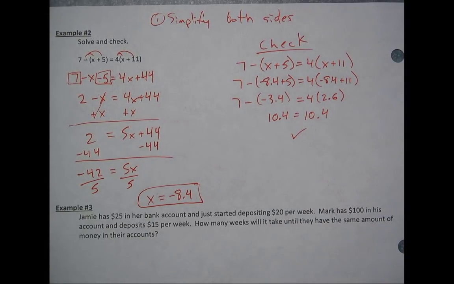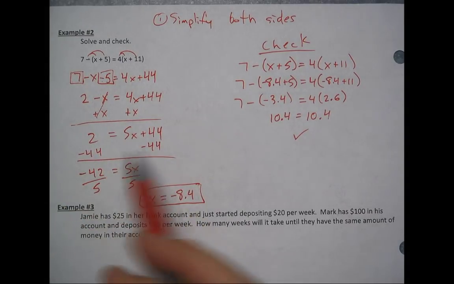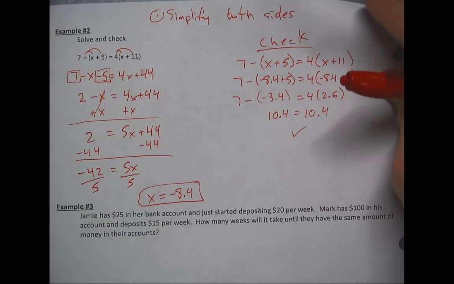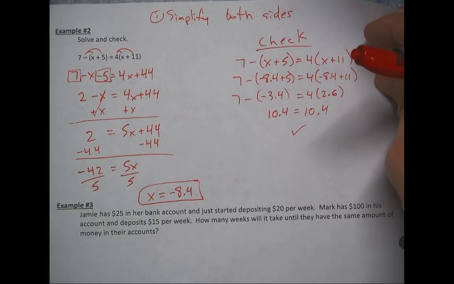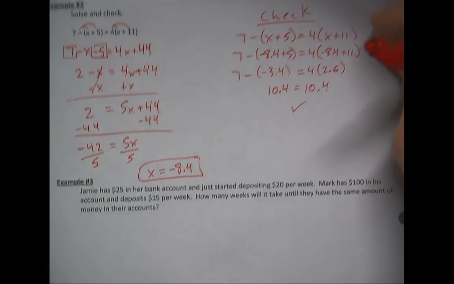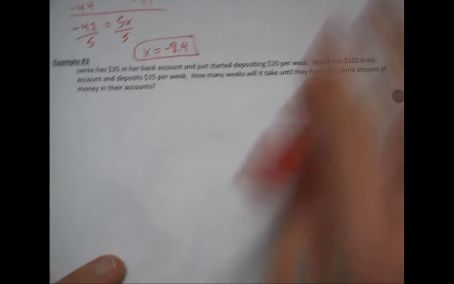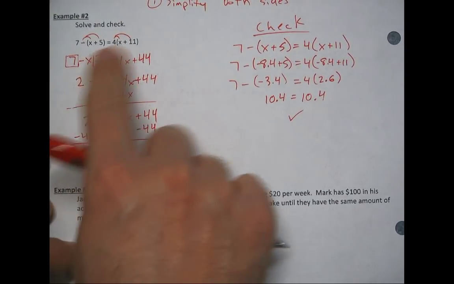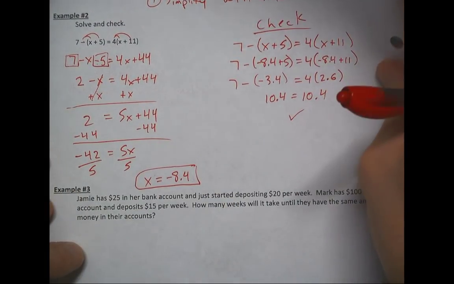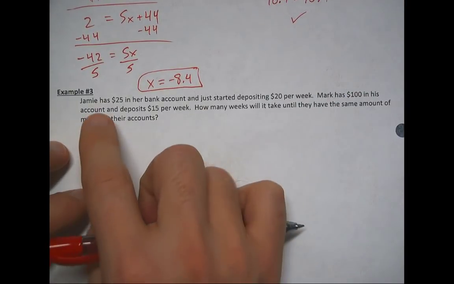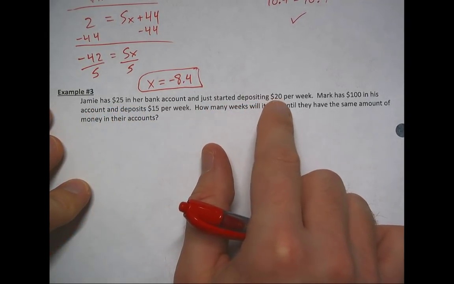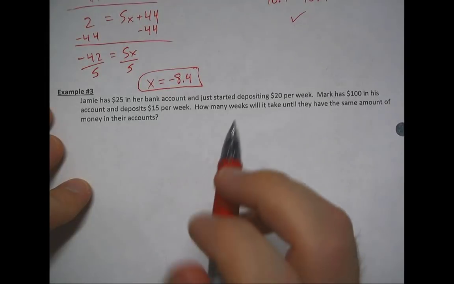All right, so now let's take this one step further, because really we covered all of this in middle school to a certain degree. So now let's start applying this to some actual word problems and making you think a little bit. So as we slide down to example number 3, we're going to have to write the equation, and it's going to look similar to this. We're going to have an equals, x on both sides, and we're going to have to solve it. So Jamie's got $25 in her bank account and just started depositing $20 per week.